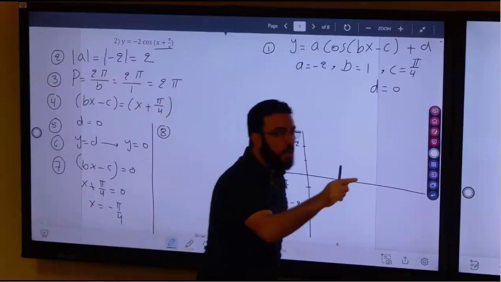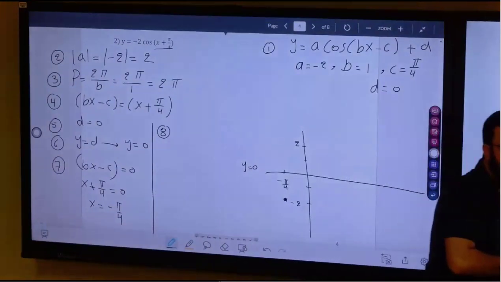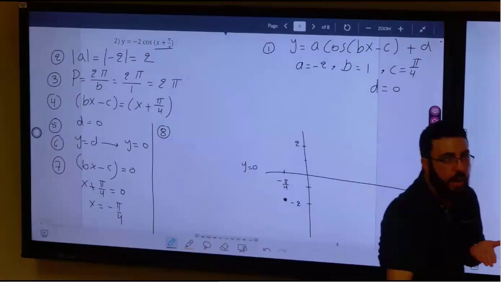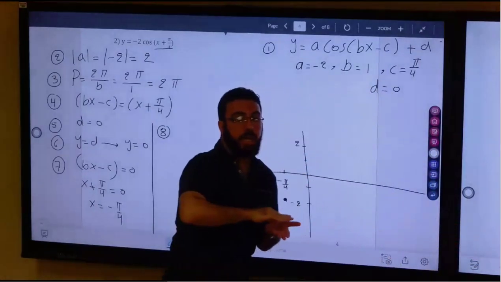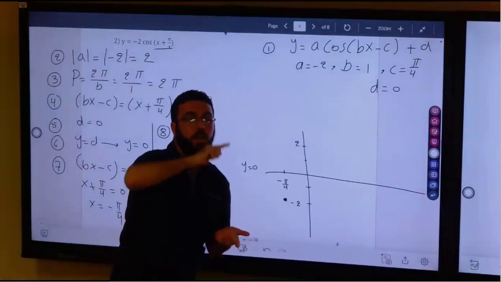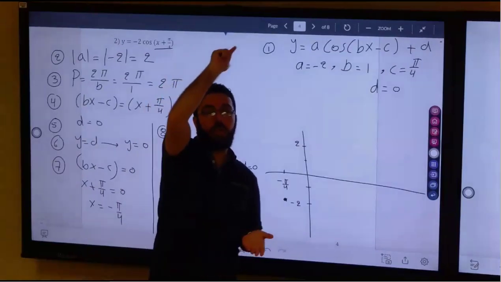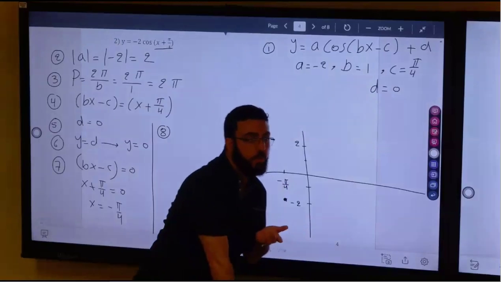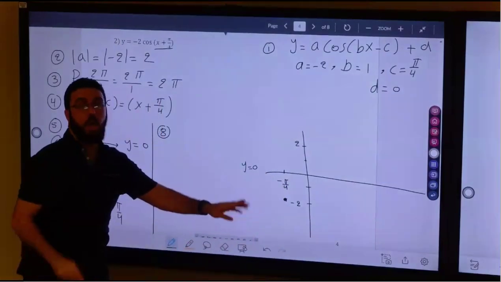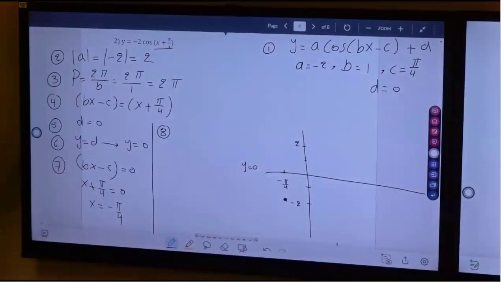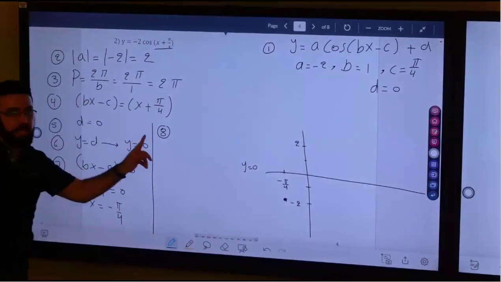The sine always starts from the rest line. If it's positive, you go up. If it's negative, you go down. For the cosine, you don't start from the rest line, you start from the maximum or minimum. If it's positive, you start from the maximum. If it's negative, from the minimum. But only if it's cosine. Now, here's the start point. What's the next step?